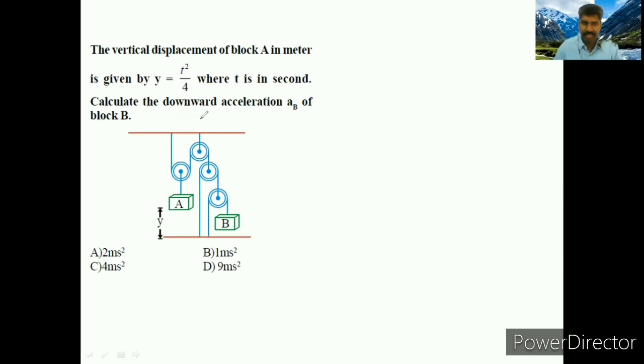So next problem we will see. The vertical displacement of block A in meters is given by y is equal to t square by 4. So it is the vertical displacement of this block, Y. Here t is in seconds, means time. Calculate the downward acceleration aB of block B. So we need to calculate the block B acceleration in the downward direction.